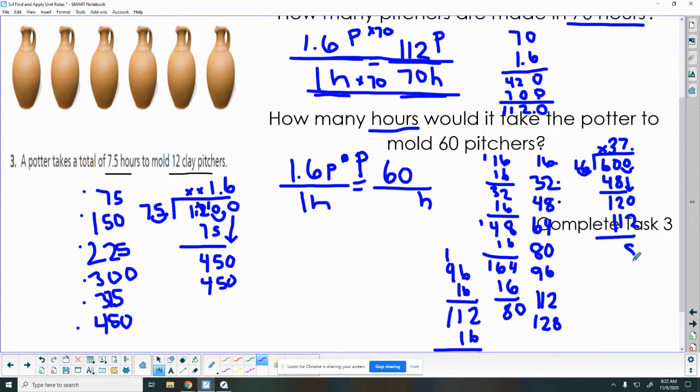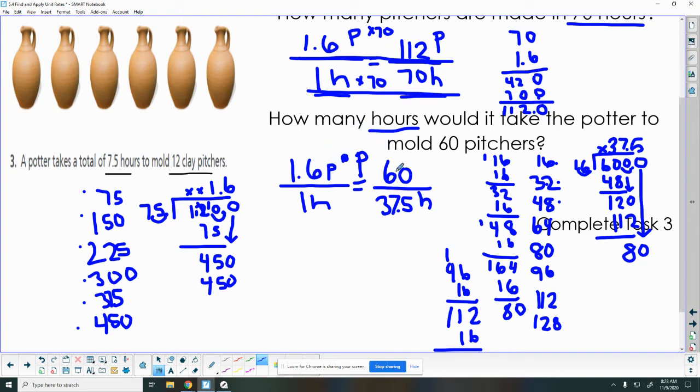120 minus 112 is 8. And then I'm bringing down a 0 after the decimal, doesn't change it. And it goes into there, 1, 2, 3, 4, 5 perfect times. I covered up my decimal there. So to make 60 pictures, it would take 37.5 hours. So you're just figuring out, how did I get from here to here?